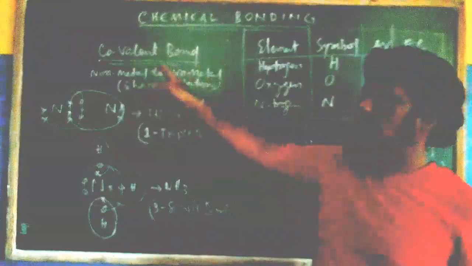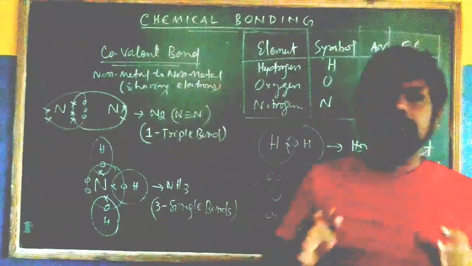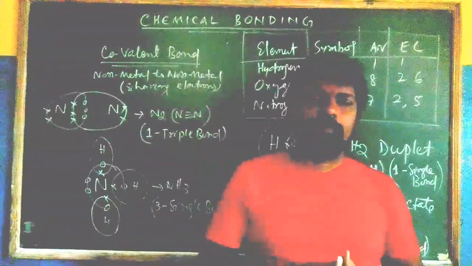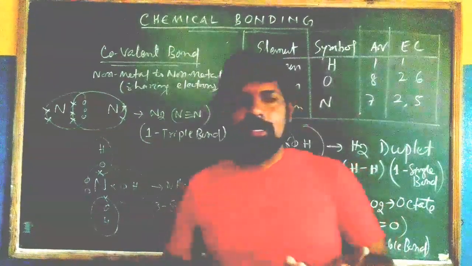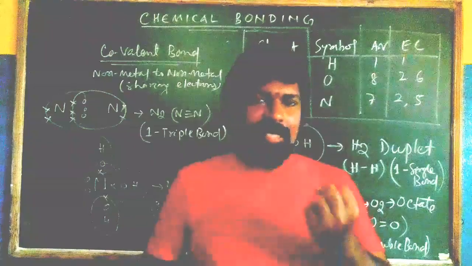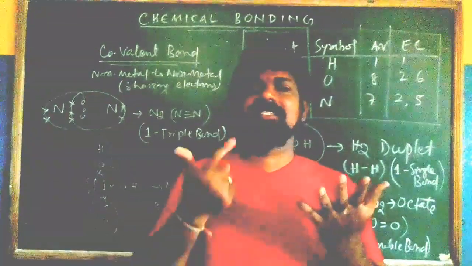Let's come to the second type of bonding, that is the covalent bond. This covalent bond takes place between non-metal and non-metal. The two non-metals may be the same non-metal or different non-metals. Because these non-metals, you know, have 4, 5, 6 or 7 electrons in their outermost orbit.